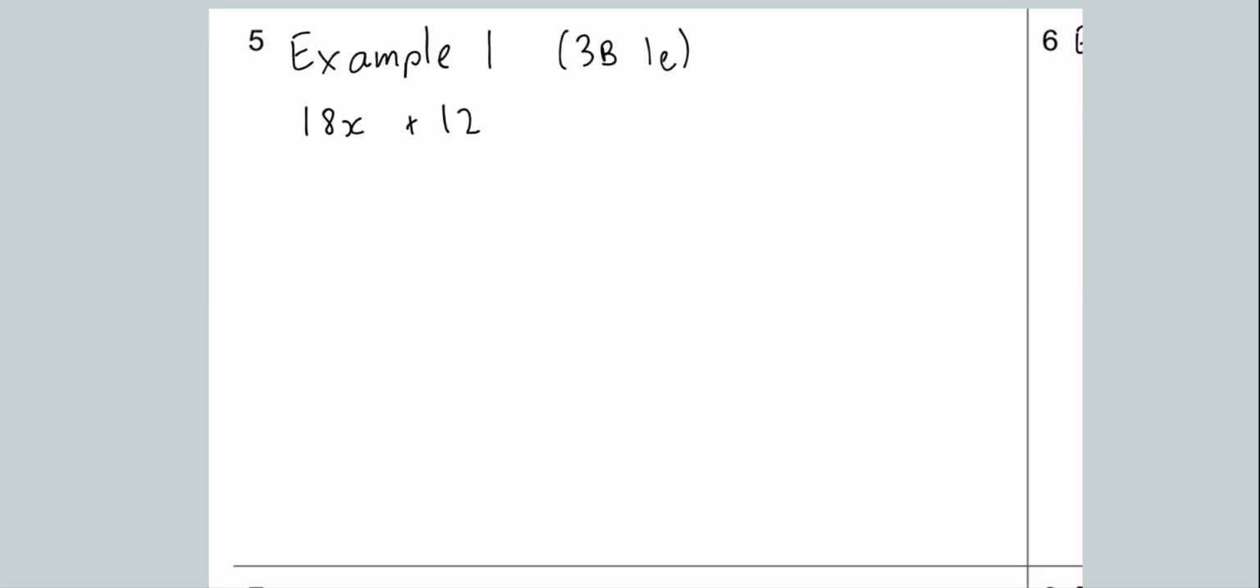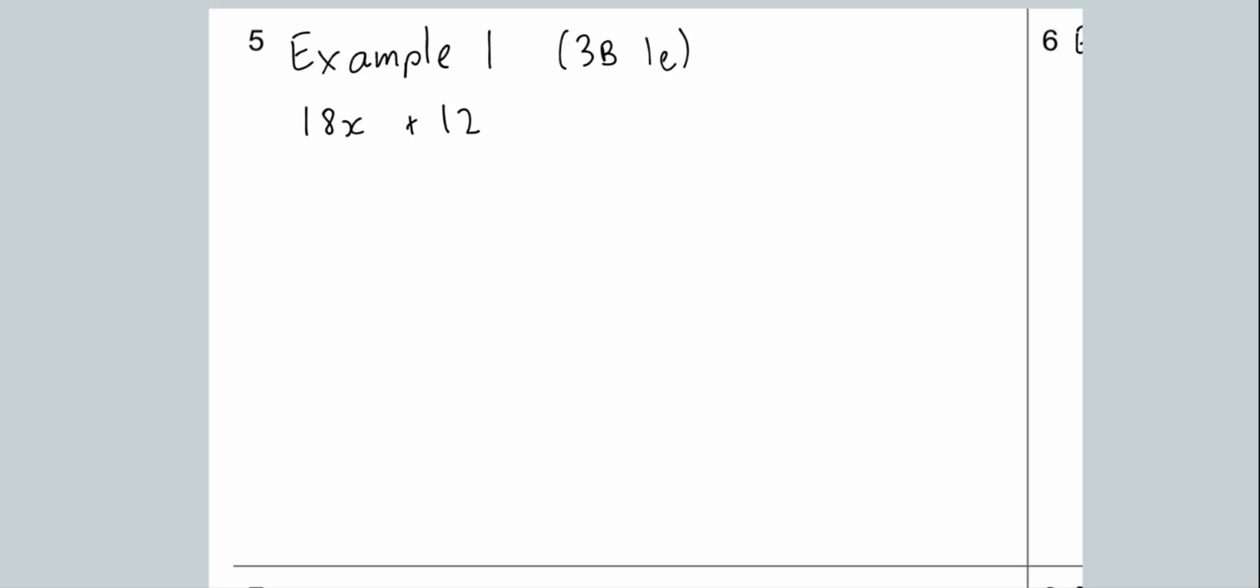Hi, in this video, we're going to have a look at some basic factorizing techniques using examples from the textbook. So I'm working from exercise 3B here, and the first one I'm going to have a look at is 1E, which is 18x plus 12.